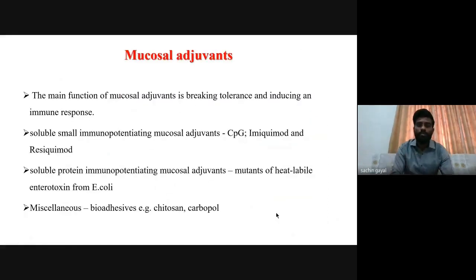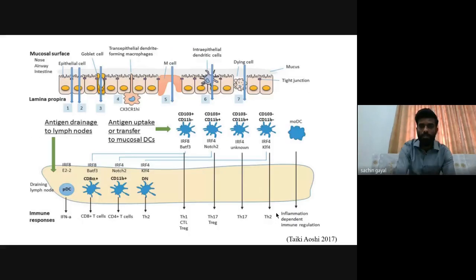Mucosal adjuvants. The main function of mucosal adjuvants is breaking the tolerance and inducing an immune response. This is the basic function of mucosal adjuvants. We can see in this picture there are numbers 1, 2, 3, 4, 5, 6 and 7. These are the pathways by which antigen passes the mucosal membrane. The first is the trans epithelial pathway. Second, the transcellular pathway. Third, the goblet cell pathway. Fourth, the trans epithelial dendritic cell pathway. Fifth, the M cell pathway. Sixth, the intra epithelial dendritic cell pathway. And seventh, the dead cell pathway. After this, there is antigen presentation in the lymph nodes, and in response to those antigens, there is production of these immune responses.